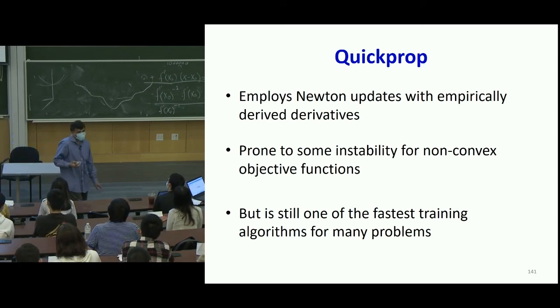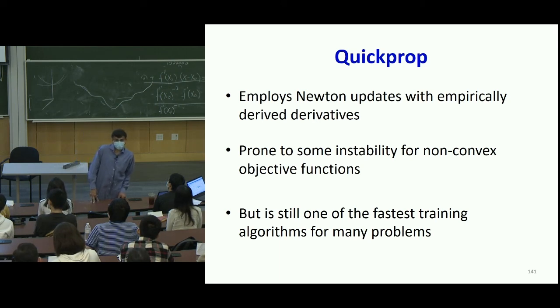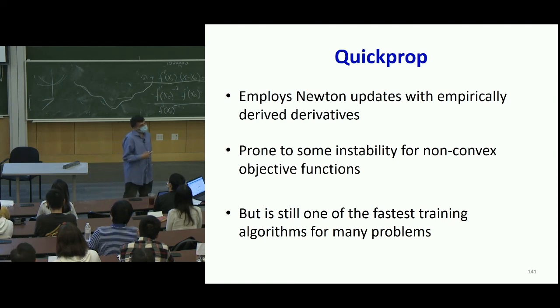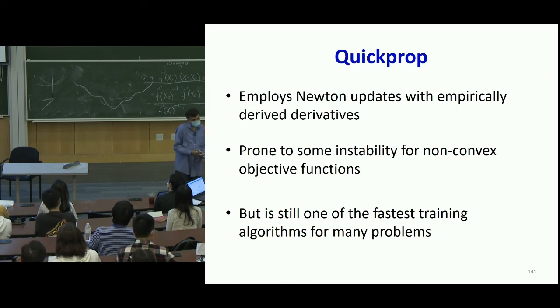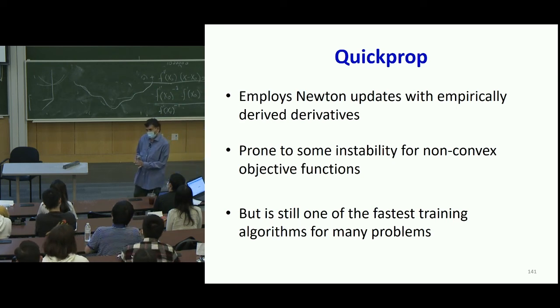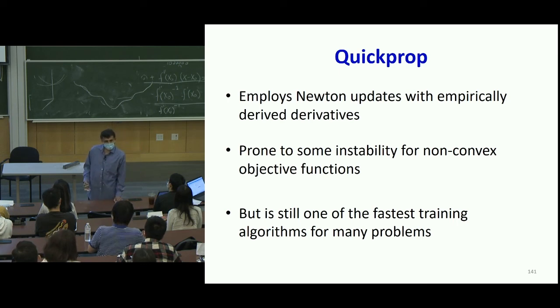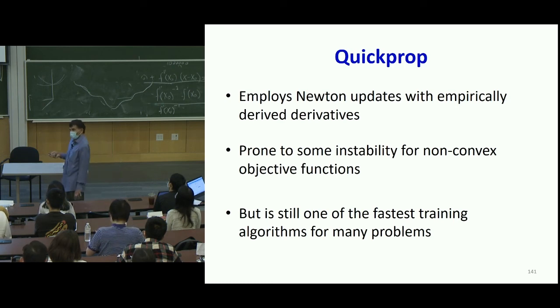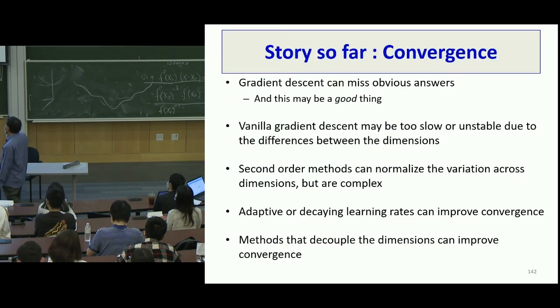So Quickprop. The thing with the optimal step size is that it requires you to compute the second derivative. Computing the second derivative in a function that's as crazy as a neural network is very hard. So Quickprop uses an approximation. It computes the second derivative as the difference between two steps and uses that to normalize the step size, and gives you one of the fastest converging training algorithms that are still around, right?